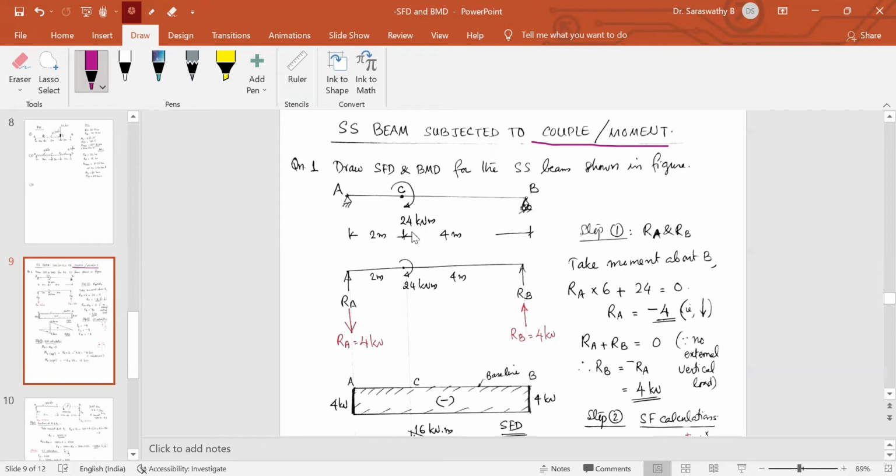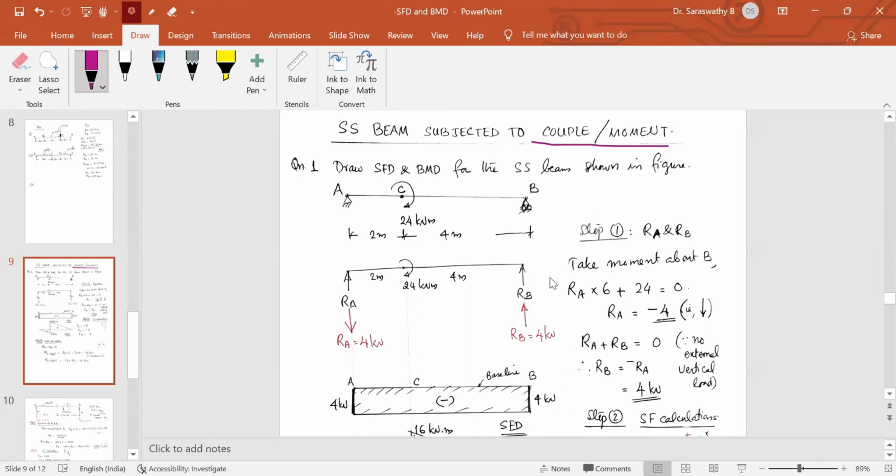Let us see. Consider this example. A beam AB of span 6 meter is subjected to a clockwise moment at the point C, which is 2 meter from A. The moment is 24 kilonewton meter. As always, for a simply supported beam, step 1 is to find the reactions RA and RB. To start with, we don't know them. Let us assume the reaction RA is upwards and RB is also upwards.